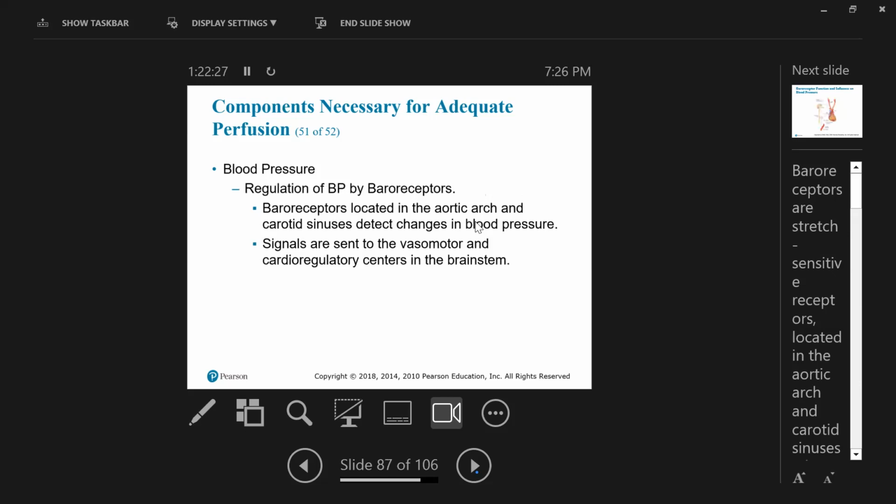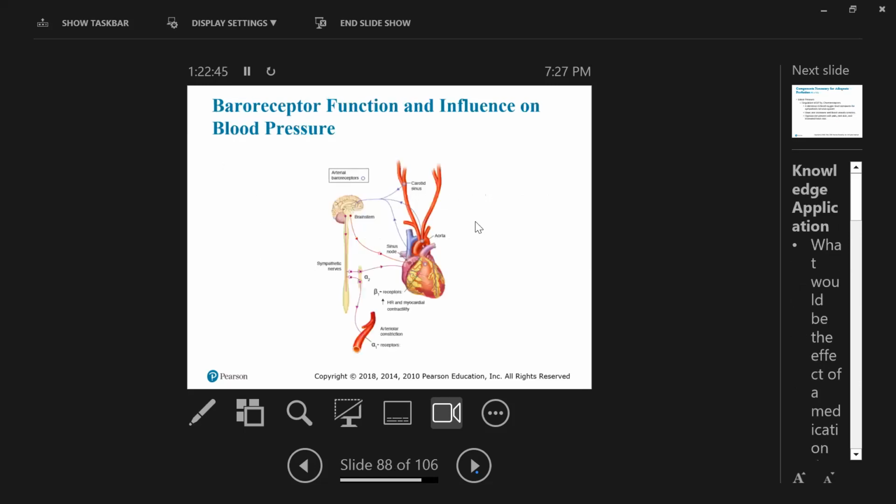Okay, regulation of blood pressure by baroreceptors. Baroreceptors are located in the aortic arch and carotid sinuses and detect changes in blood pressure. Signals are sent to the vasomotor and cardiopulmonary centers in the brain. Basically, they sense how much pressure there is in there, and if the pressure is low, it will cause the heart rate to go faster and cause vasoconstriction. You can see this when you lie down on the floor and check your pulse, then get up real fast and check your pulse again, and it increases. What you don't get to see is that vasoconstriction is also caused.